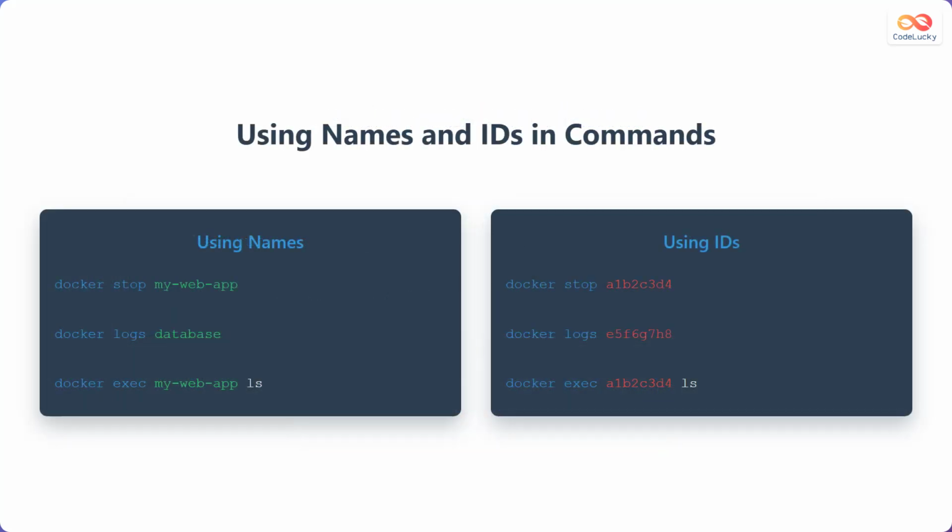You can use either names or IDs in Docker commands to specify which container you are targeting. For example, instead of using the container's ID, you can use the container's name. Here are some commands using names: docker stop my-web-app, docker logs database, docker exec my-web-app ls. Alternatively, using IDs, the commands would look like this: docker stop a1b2c3d4, docker logs e5f6g7h8, docker exec a1b2c3d4 ls. Both names and IDs work interchangeably.